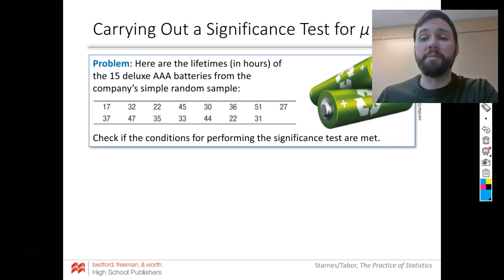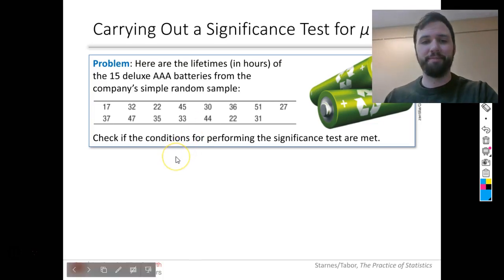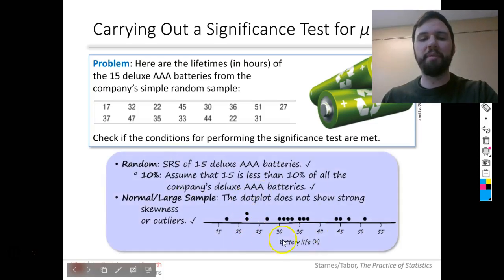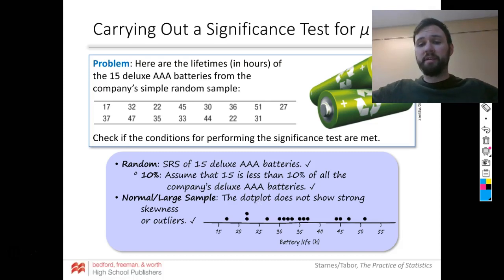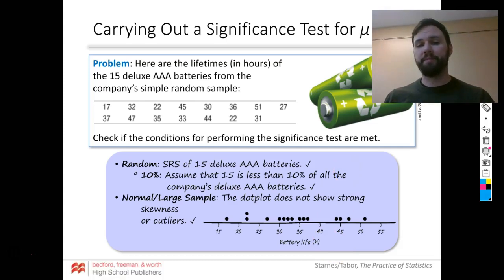Next, we need to see if it's normal. It doesn't say the population is normal, and the sample is less than 30, so we need to graph it and see. When we dot plot it, there's no strong skew or big outliers, so we are good to go. Again: random, passes 10%, shows no skewedness. Guys, please take your time as you go through this video. Some of you who rush through it say you don't know what's going on.